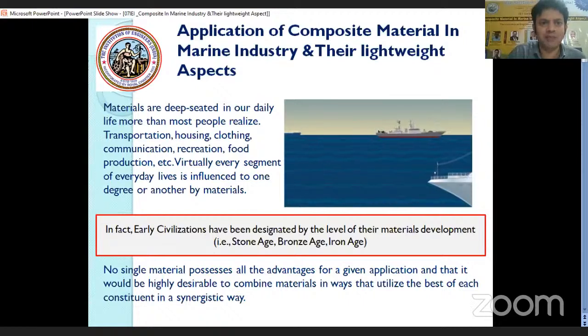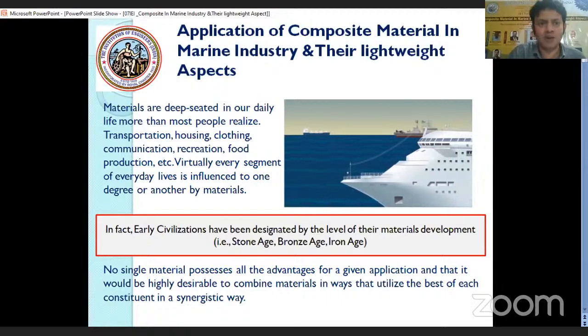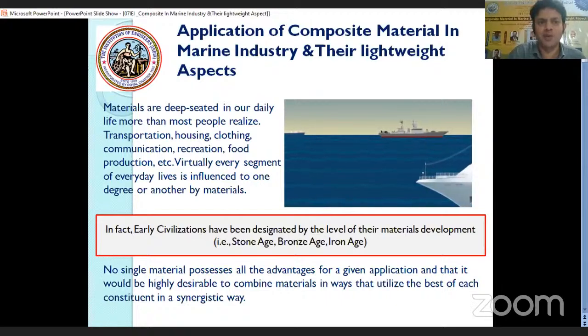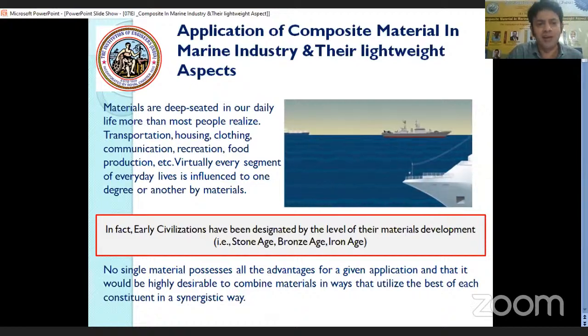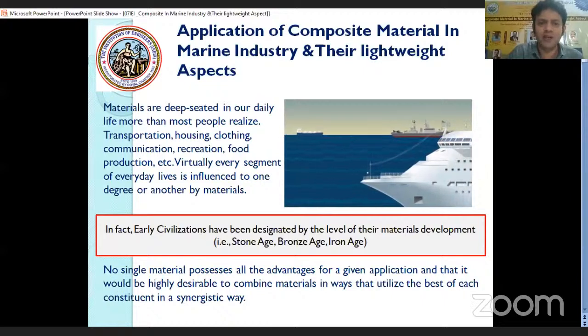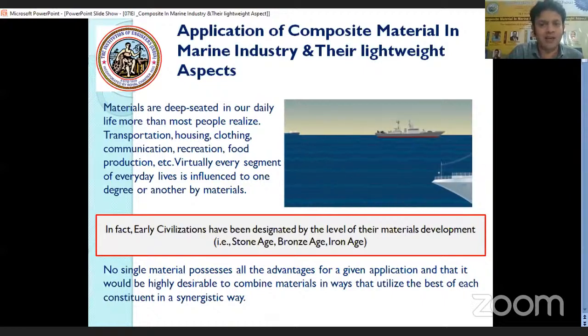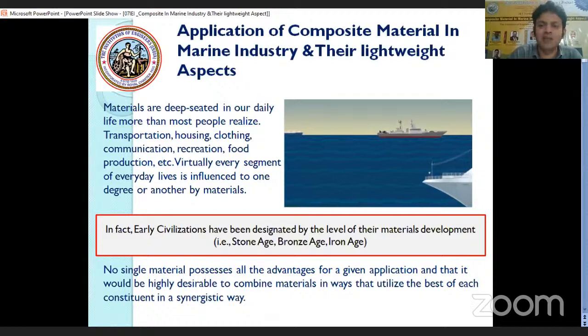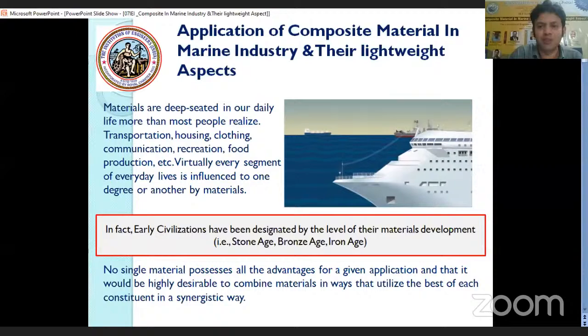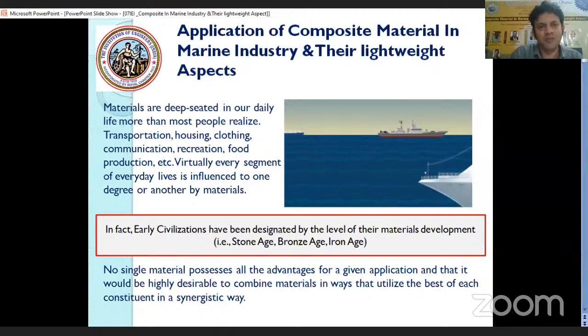Materials are deep seated in our daily life more than most people realize. Transportation, housing, clothing, communication, recreation, food, production, etc. Virtually every segment of everyday life is influenced to one degree or another by material. In fact, early civilizations have been designated by the level of material development, like Stone Age, Bronze Age, Iron Age. No single material possesses all the advantages for a given application, and it is highly desirable to combine materials in a way that utilizes the best of each in a synergetic way.